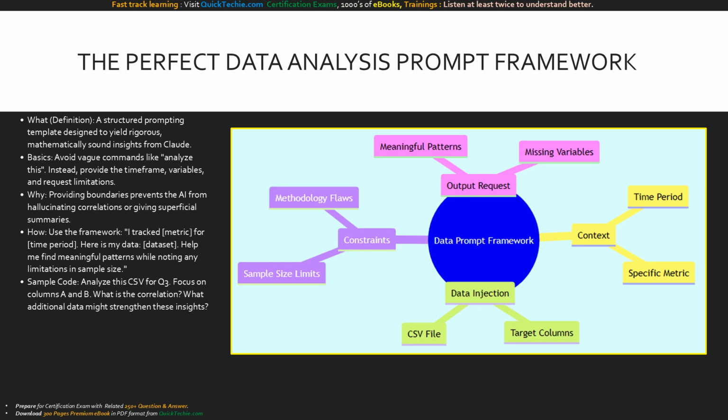To get professional results, we cannot use amateur prompts. We use the perfect data analysis prompt framework. The what is a structured template that demands mathematical rigor. The basics are, never just say analyze this. That yields superficial fluff. Why? Because Claude needs boundaries to avoid hallucinating fake correlations. How do we do it? We use a specific formula.